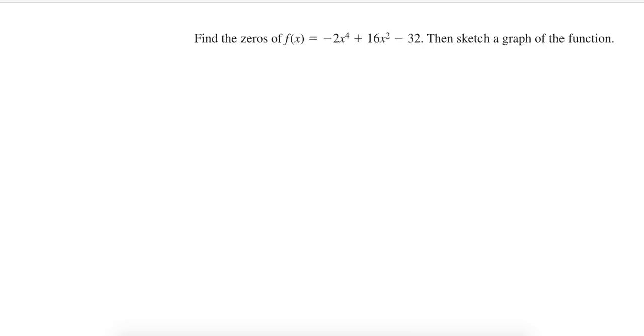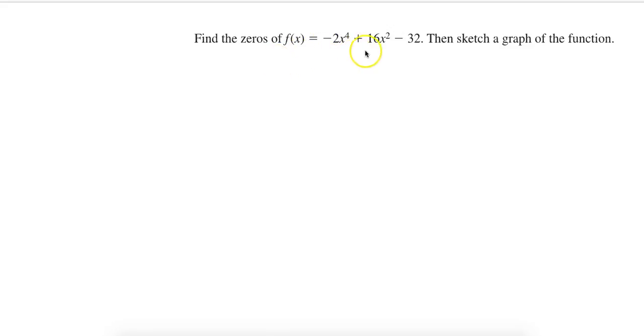This is example 2 in section 4.5. We're going to work on finding the zeros of a polynomial function, and then by using those zeros and looking at the end behavior of our graph, we're also going to be able to sketch a graph of this function. So we look at our function right here.